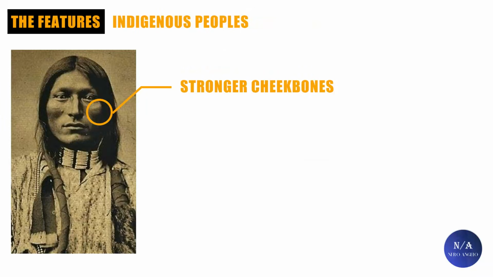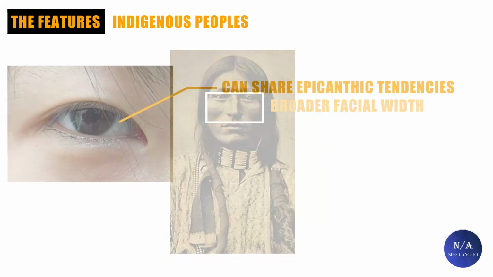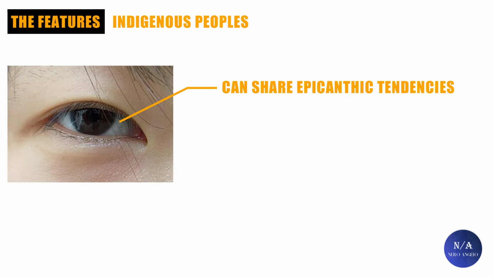Sixth, indigenous peoples of the Americas, Oceania, and Pacific Islanders, for their tendencies. High regional diversity. Polynesian or Micronesian groups often show stronger cheekbones, broader facial width, and different hair and skin contrast. Native American populations can share epicanthic tendencies in some regions.